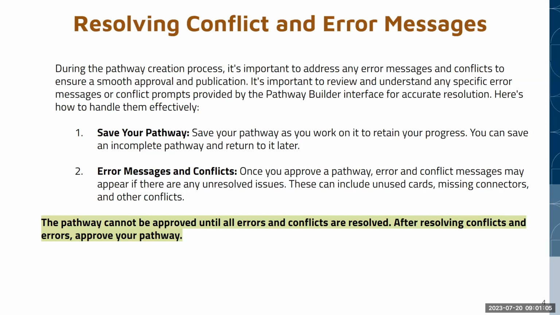Remember, as you are working on your pathway, always save your pathway. Save your pathway as you work on it to retain your progress. You can save an incomplete pathway and return to it later. And even if a pathway has any error messages or conflicts, you can still save your pathway. So let's take a look at error messages and conflicts. They are important to resolve, as you will not be able to fully approve your pathway until they are resolved.